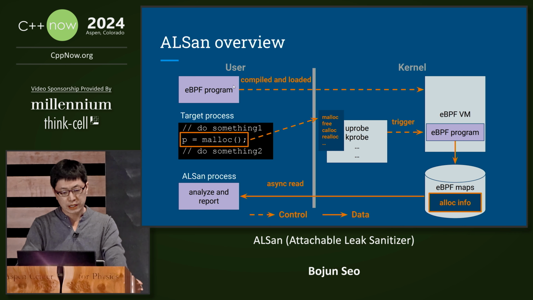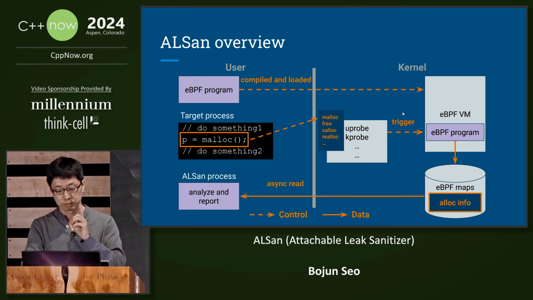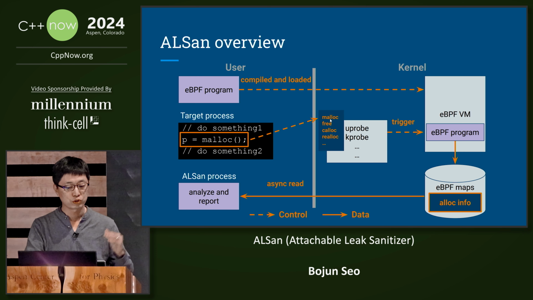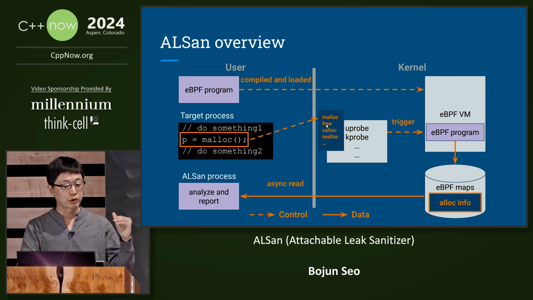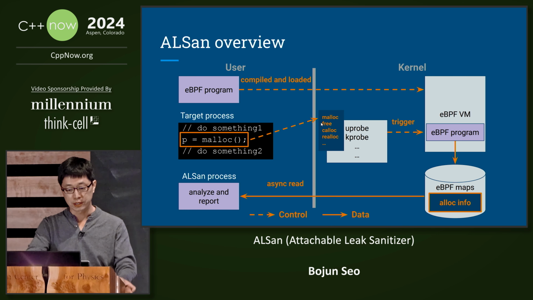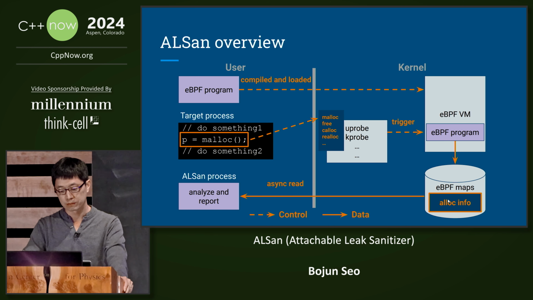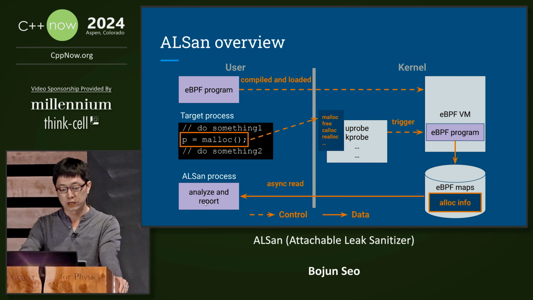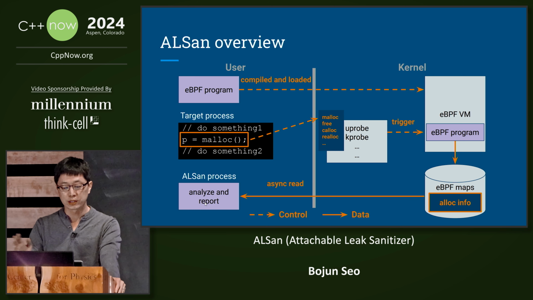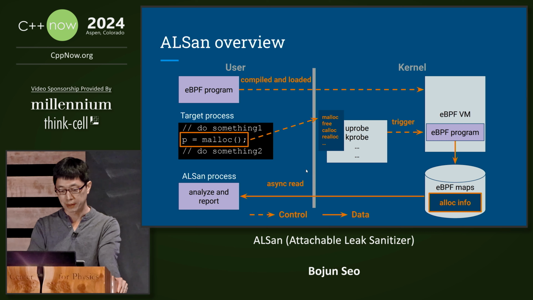It is compiled and loaded to the kernel, and attaches uprobe to the memory allocator functions like malloc, free, and calloc. If the target program calls a memory allocator function, it will trigger the eBPF program, which saves and deletes allocation information. Then the analyze and report part can read the saved data and report unreachable memory.